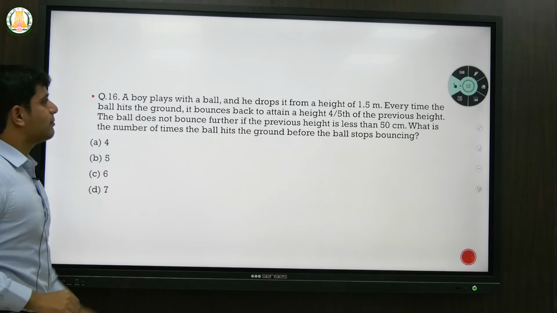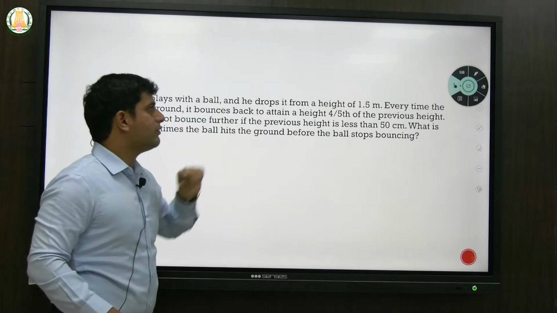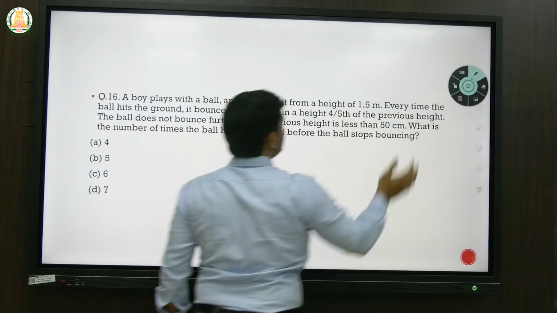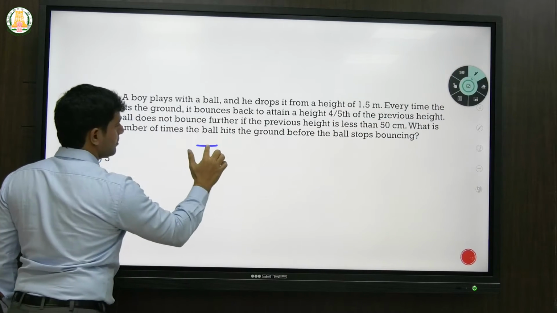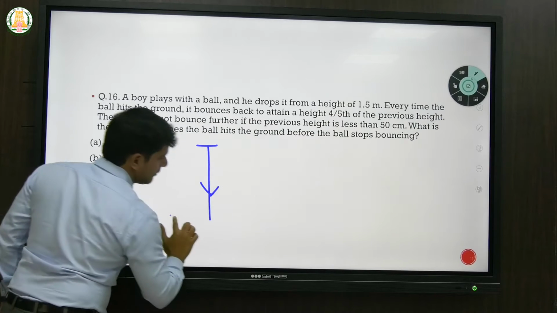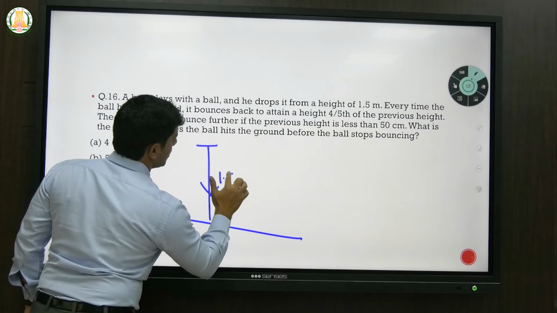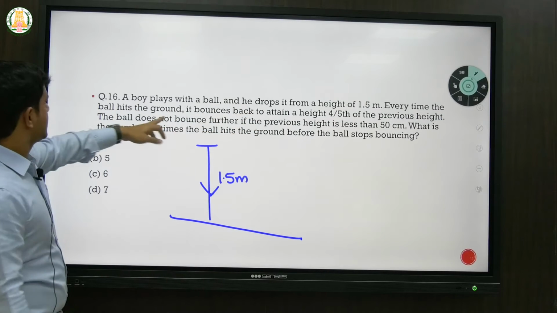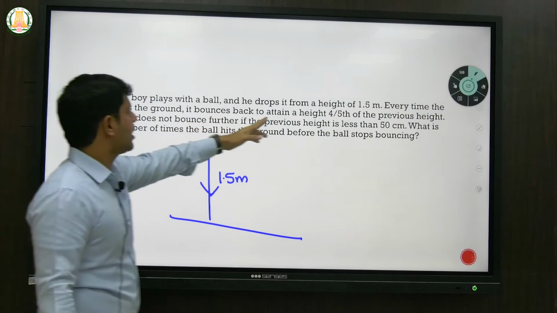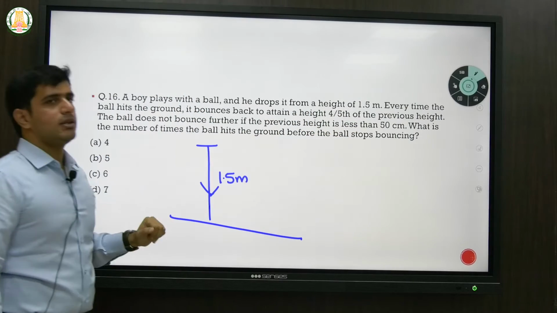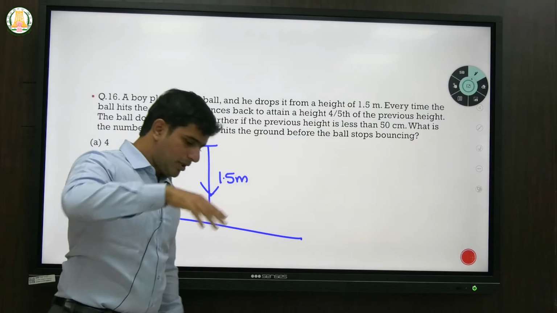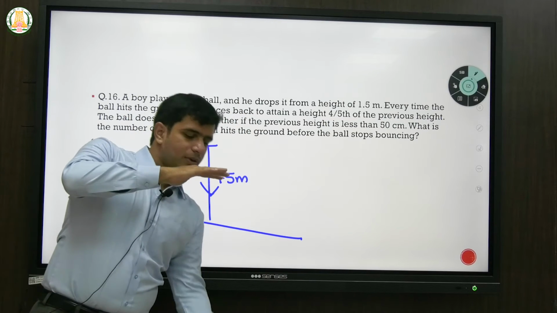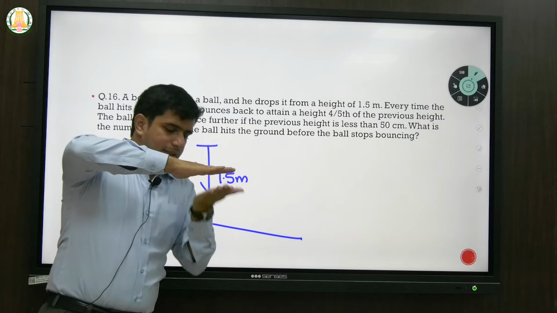A boy plays with a ball and he drops it from a height of 1.5 meters. So represent every statement again with a figure. So he drops from here, and from the ground the height is 1.5 meters. Every time the ball hits the ground, it bounces back to attain a height 4/5 of the previous height. So what is he saying? I drop a ball, obviously it will go down and it will bounce back. But he's saying it will not bounce back to the same height from where I dropped, somewhat lesser.